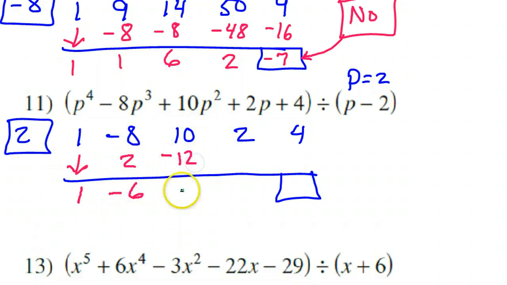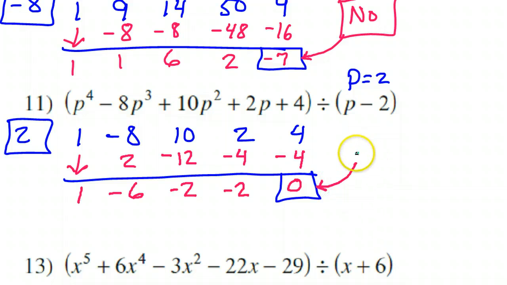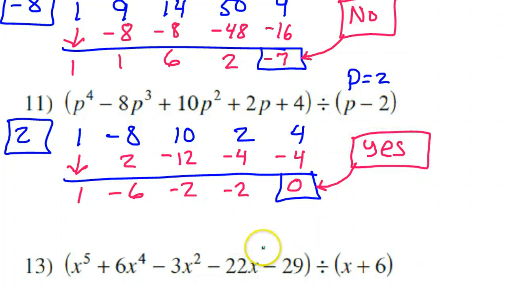So we will do p equals 2 for our evaluation. 4, 3, 2, 1, 0. 1, negative 8, 10, 2, 4. Okay, bring that down. Multiply and add. Multiply and add. Multiply and add. Multiply and add. So we have a remainder of 0. So yes, that means p minus 2 must be a factor indeed.